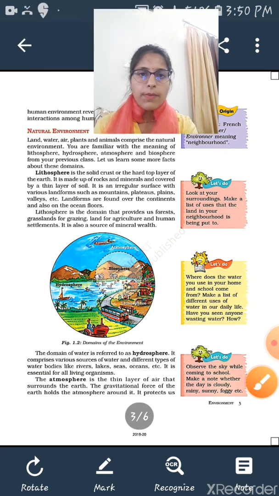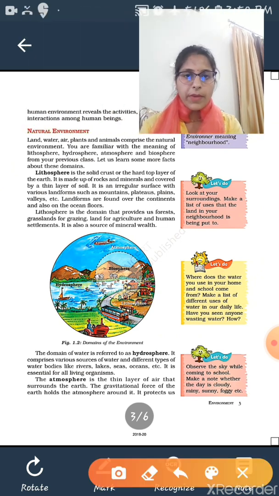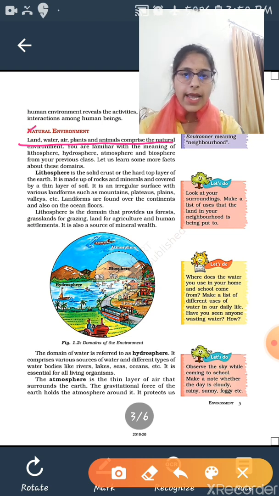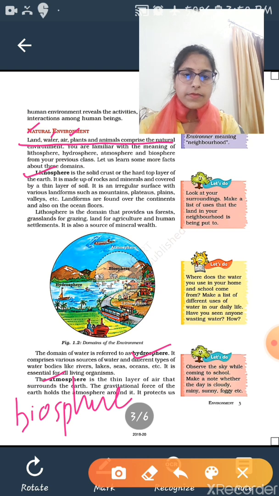Now let's learn more about the natural environment. As I said, land, water, air, plants and animals comprise the natural environment. So let us learn some more facts about these domains, that means land, water and air. Here are the domains of the Earth. First one is the lithosphere, second one is the hydrosphere, third one is the atmosphere and the fourth, the most important, is the biosphere. Right? So let's start with the first, lithosphere.